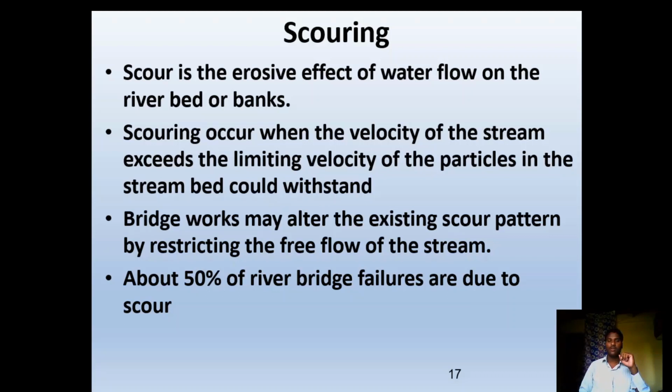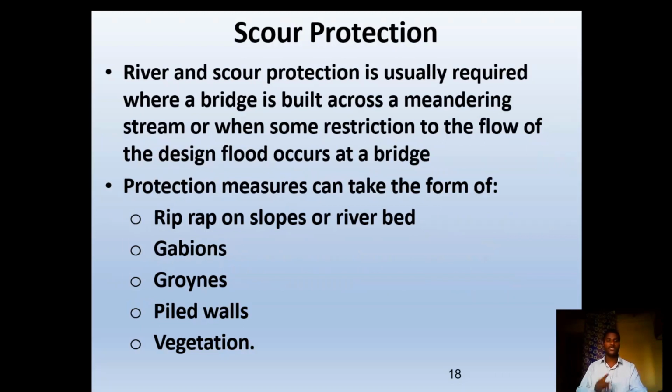About 50% of river bridge failures are due to scour. So, scouring is the most important phenomenon which affects the life of a bridge or structure. Therefore, we have to protect against scour.